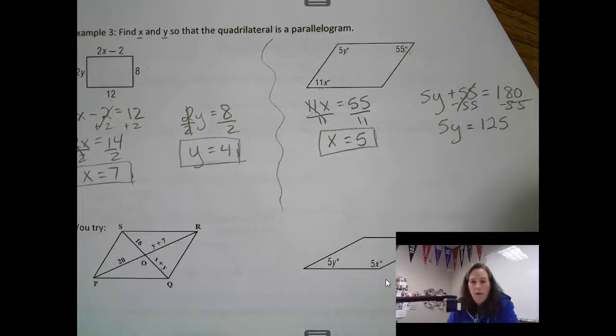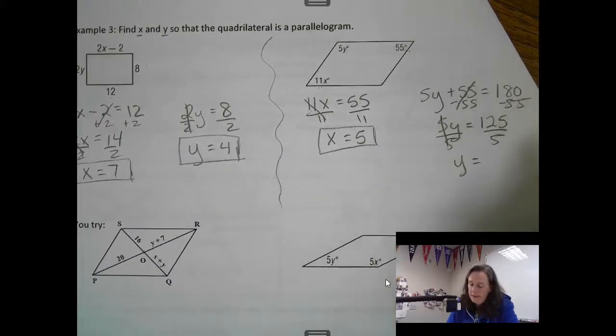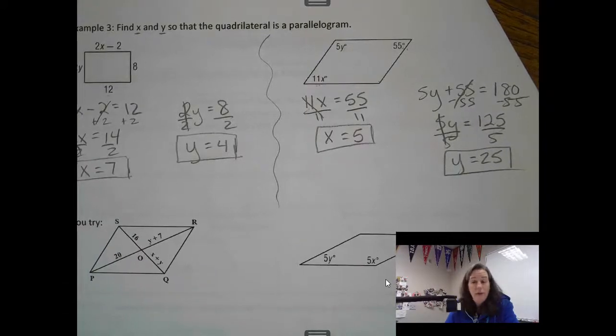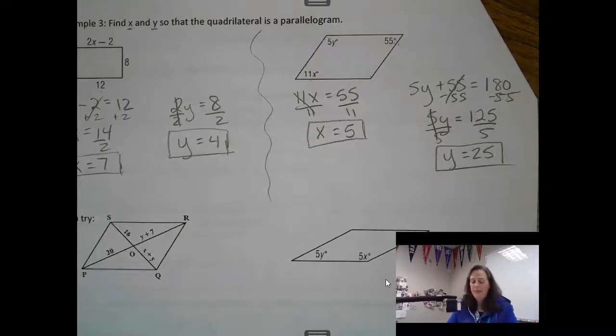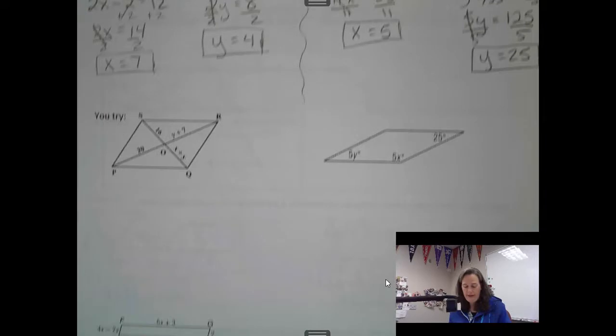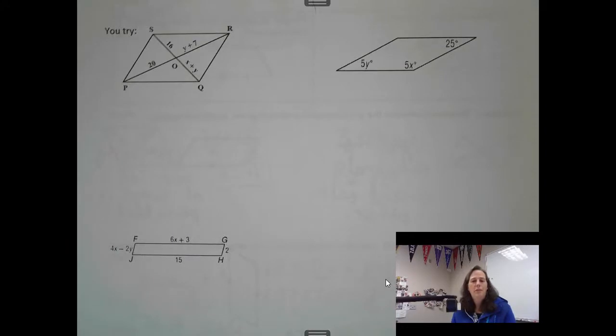125. We'll do some dividing. y equals 25. Okay, so if x is 5 and y is 25, then we have made it so that these opposite angles are congruent, and consecutive angles are supplementary, and that means this is a parallelogram. So there's a couple little rules there that will help with solving these. All right, I've got 3 for you to try. Pause your video, take a few minutes, work on those, and then come back and we'll check.